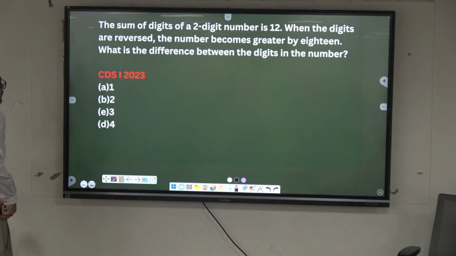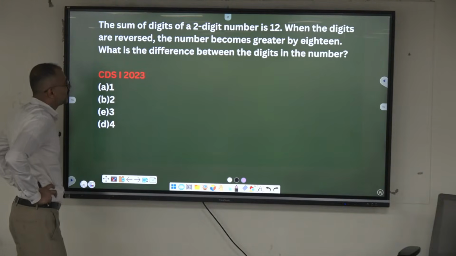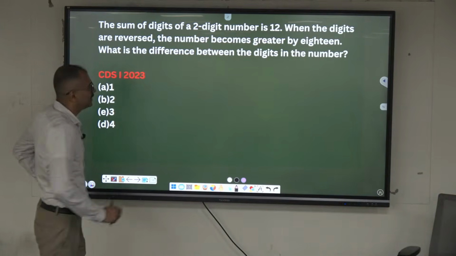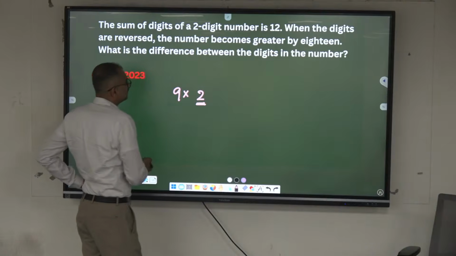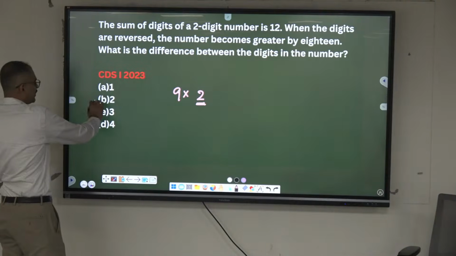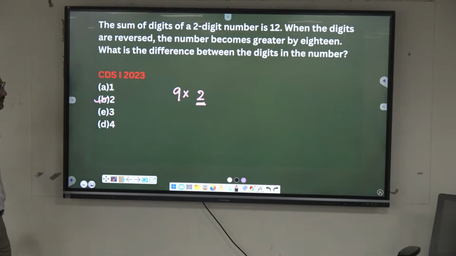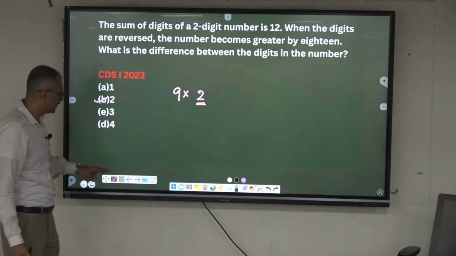The sum of the digits of a two-digit number is 12. When the digits are reversed, the number becomes greater by 18. The difference is 18. Difference is 18 means it has to be what? 9 into 2. So the difference between the digits has to be 2. Same thing, right? What is the difference between the digits in the number, madam? Understood? Same thing, 2.